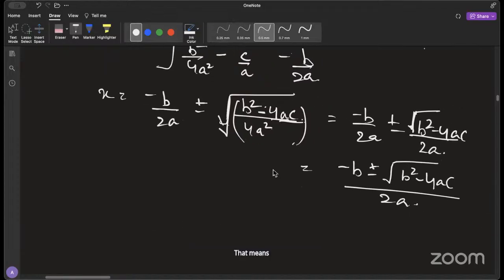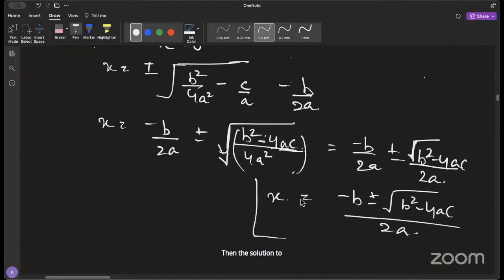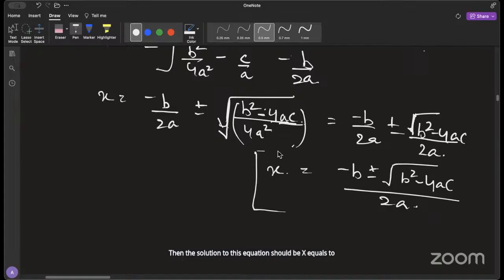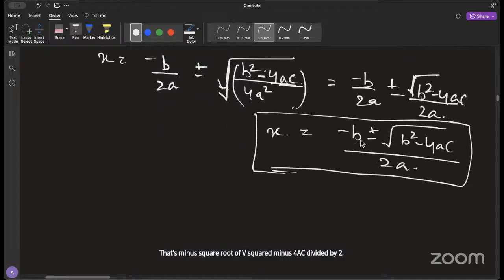That means the standard form for x, where your quadratic equation was ax square plus bx plus c, the solution to this equation should be x equals minus b plus minus square root of b square minus 4ac, divided by 2a. Now this gives you two things: minus b minus square root of this, and minus b plus square root of this, right? These are two numbers.